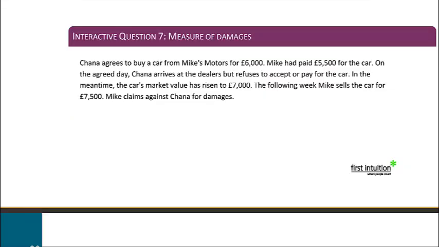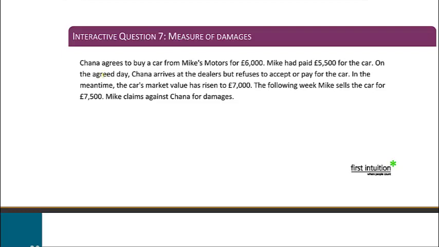Now, have a look at question 7. In this case, we've got Chana, who agrees to buy a car from Mike's Motors for £6,000. Mike's paid £5,500 for the car. On the agreed day, Chana won't accept and pay for the car. But in the meantime, the value has gone up, and Mike's able to sell it for actually more than he had in the original contract. So what is Mike's claim for damages against Chana?